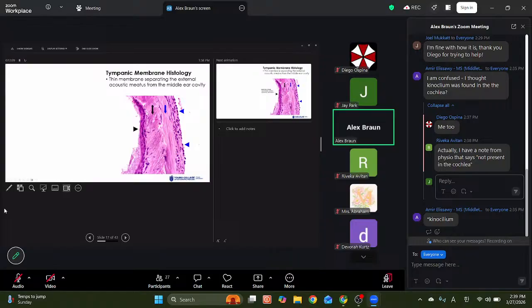In the center, actually the thickest part of the tympanic membrane is fibrous connective tissue. In other words, collagen. Here you see well-organized, dense collagen, fibrous connective tissue, which makes the tympanic membrane strong, gives it great tensile strength.